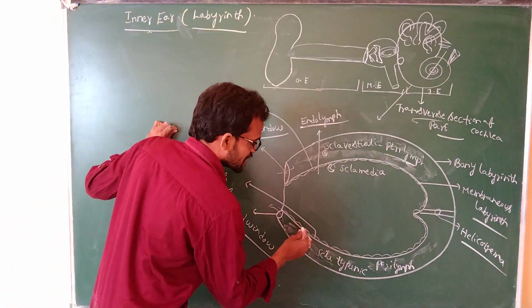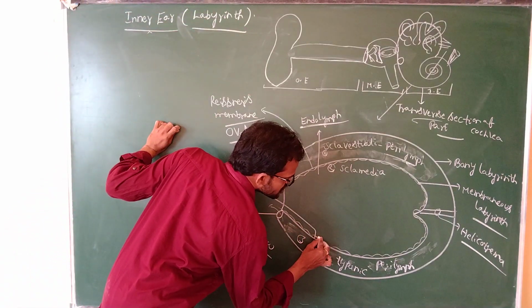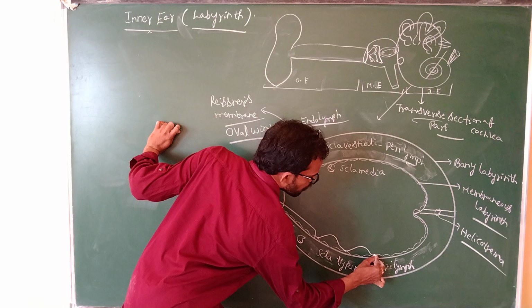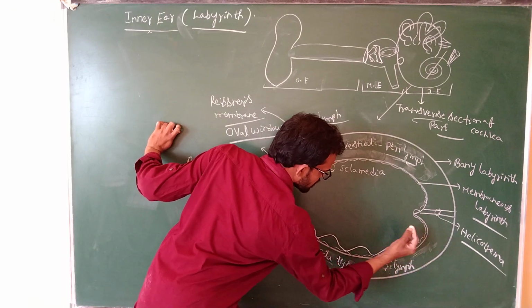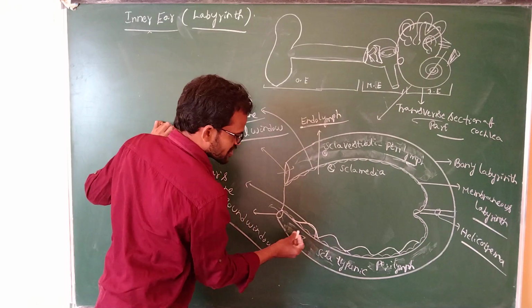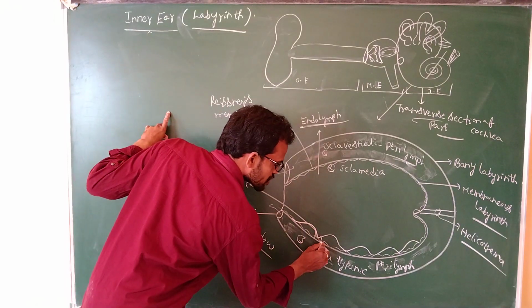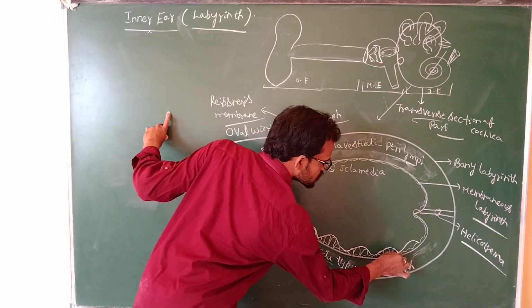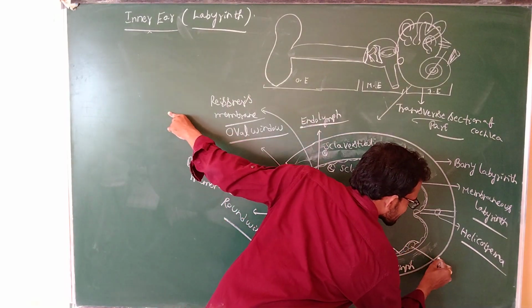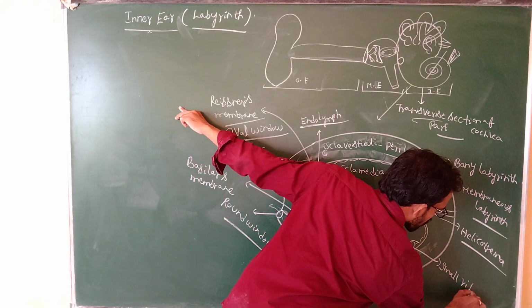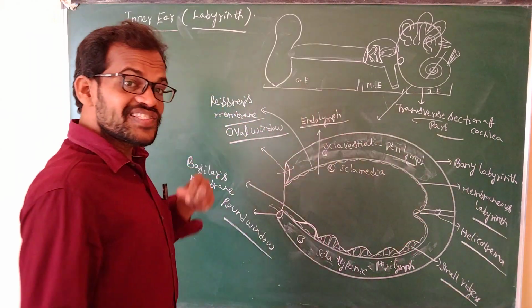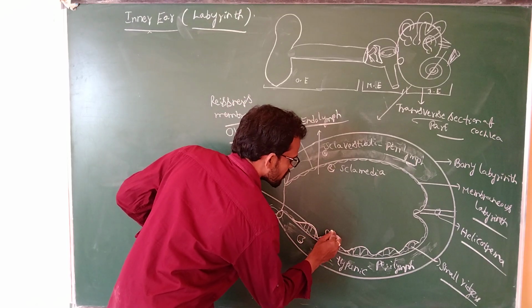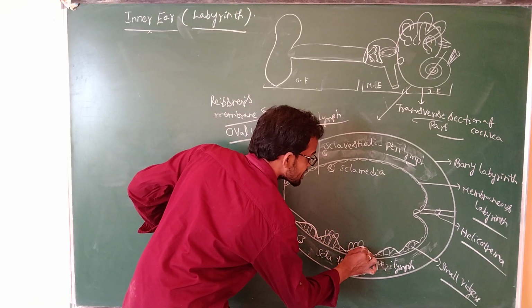This basilar membrane consists of small ridges. The small ridges are present in the basilar membrane. See here, the outer surface of these ridges consists of sensory cells.